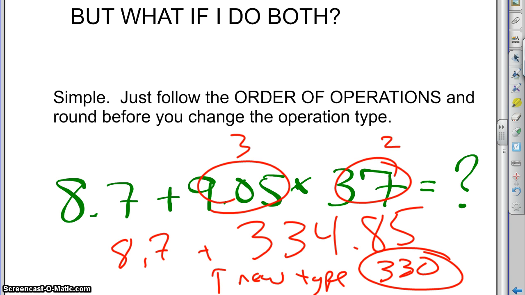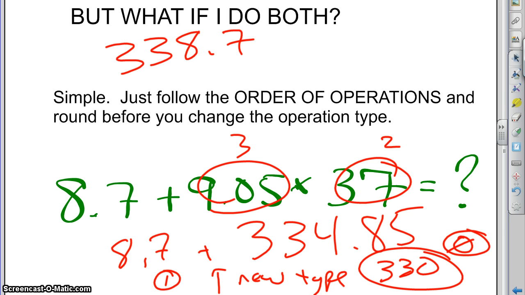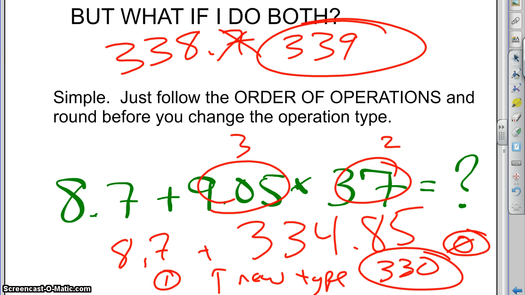So 330 then is added to 8.7. 330 plus 8.7 is 338.7. However, this has 1 digit to the right of the decimal point. This has 0 digits to the right of a decimal point, so our answer now should have no digits to the right of the decimal point, so the 7 goes away, which means it's 339 is how that would round.